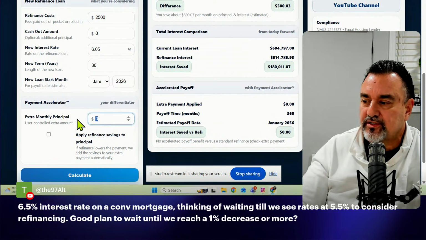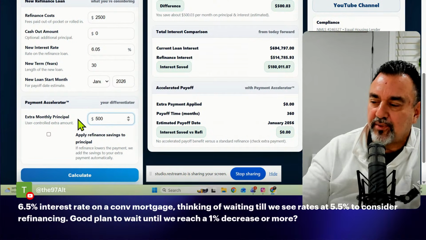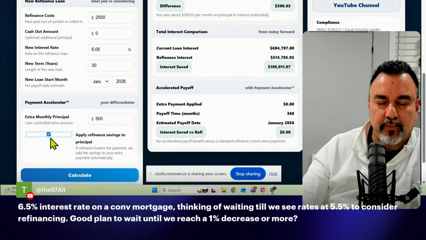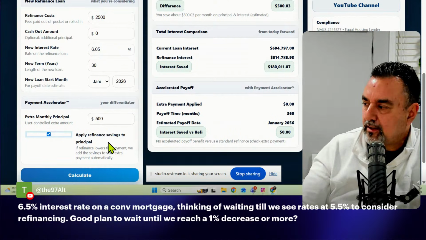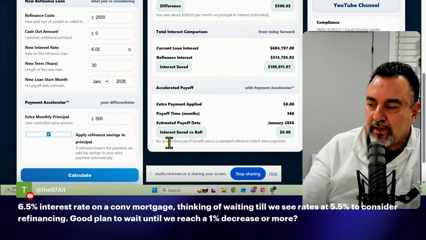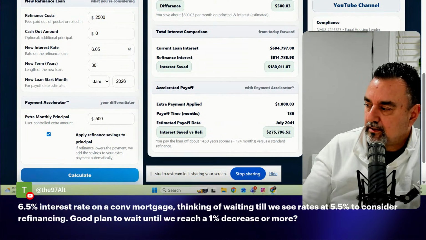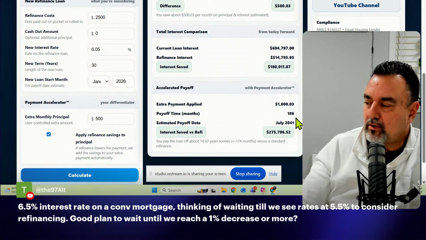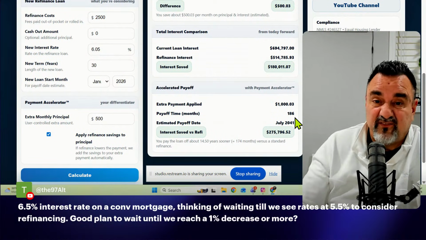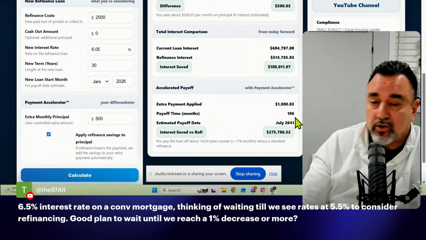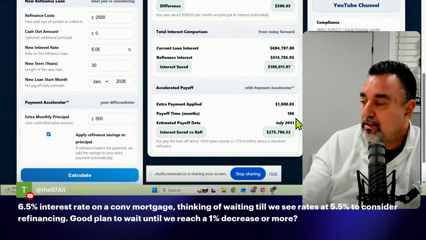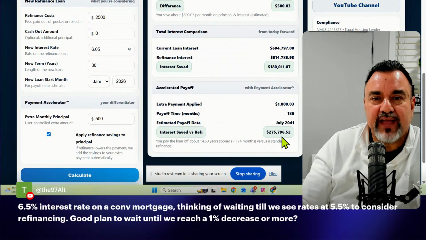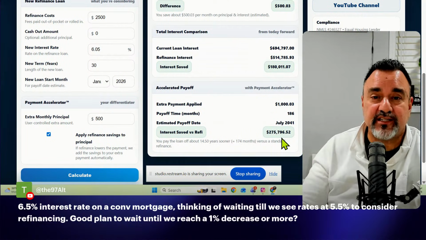But what if we went over here and said, okay, let's apply all $500 to our payment? Let's keep making the same payment. Remember, a 30-year term is 360 months. Let's click. 186. What's that, a 15-year term? So you just halved your mortgage and you saved $275,000 in interest. That's what I want you guys to do.